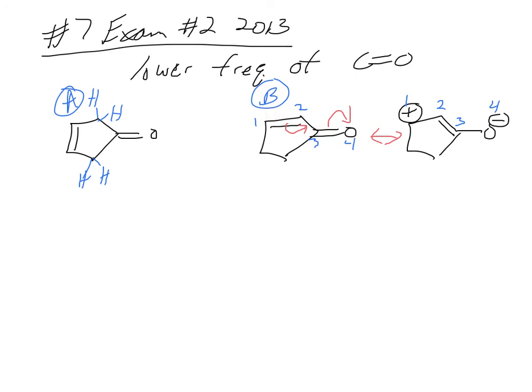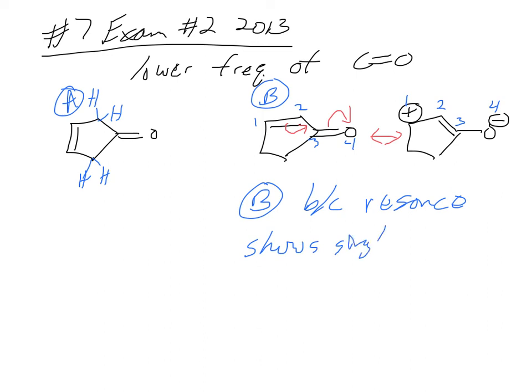So what was the question again? Which one gives us a lower frequency for C double bond O? We'd say B, because resonance shows single bond character, and thus, therefore, ergo, lower frequency. Boom.